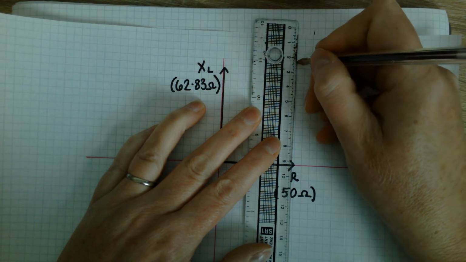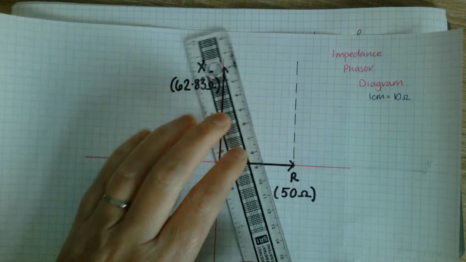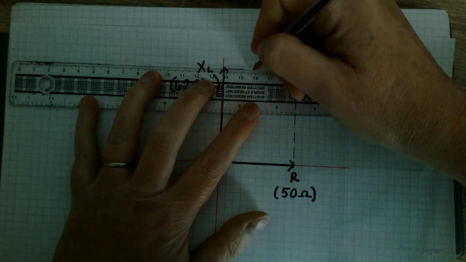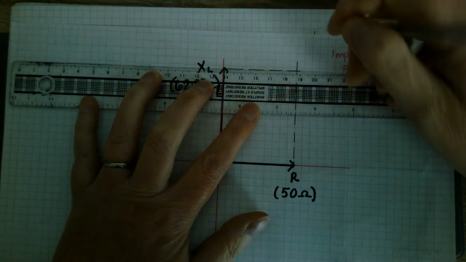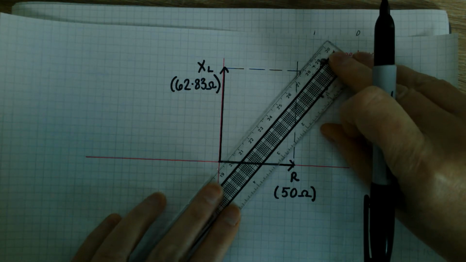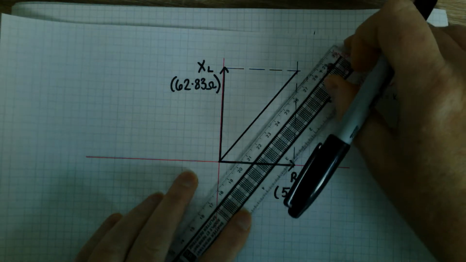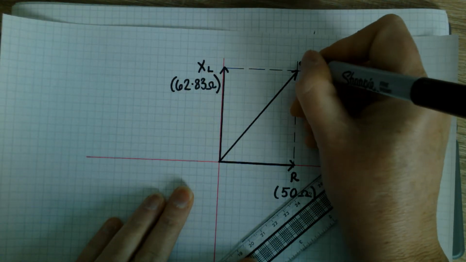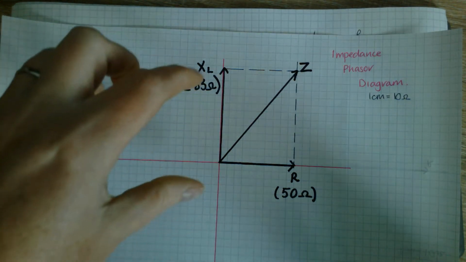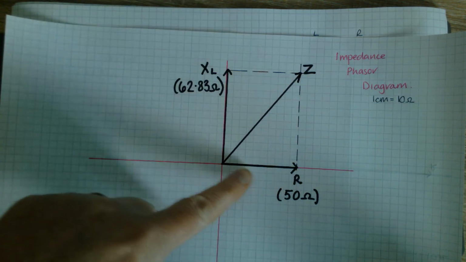So usually the easiest way is to draw a vertical dotted line up from the end of the R, a horizontal dotted line from the end of XL, and the intersection of that will give you your Z phasor. Your Z is your phasor addition of R plus XL, so it's as if you've taken that XL phasor and put it on the end of the R phasor. So you're adding them the same as you add vectors nose to tail.